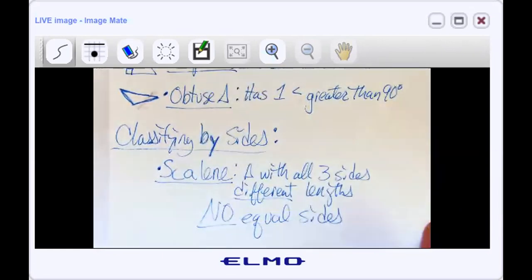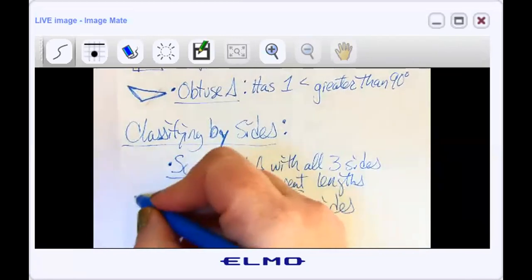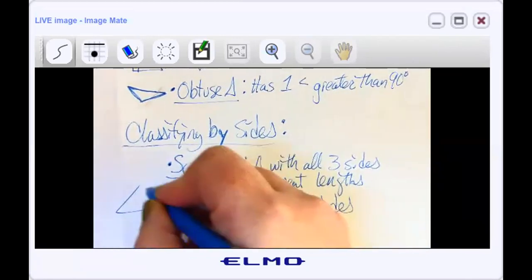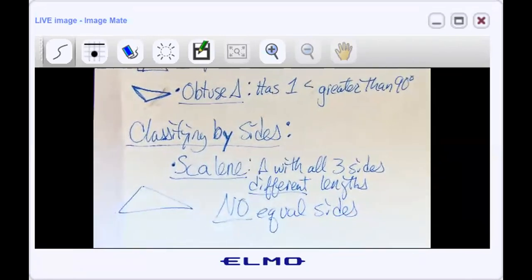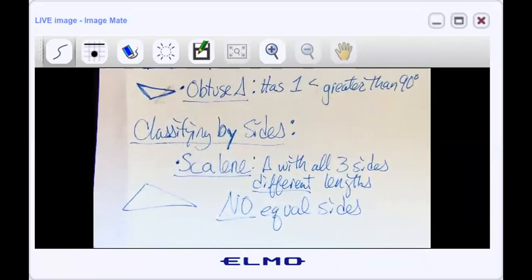So one way that you could show that, notice this has nothing to do with the angles. The angles could be whatever. I could have a scalene triangle that's also obtuse. I could have a scalene triangle that's also acute.